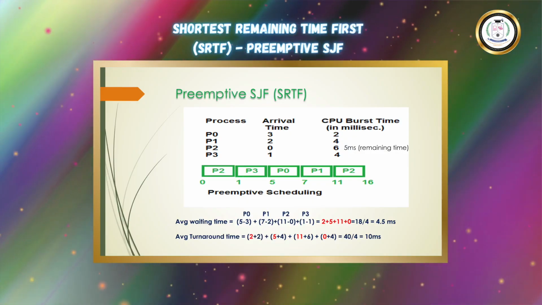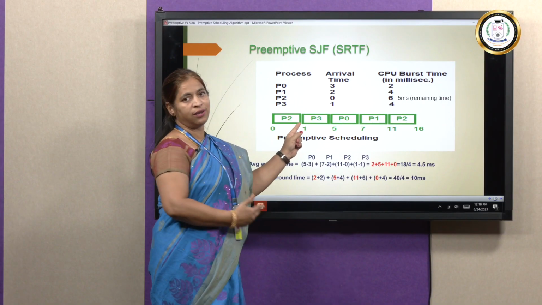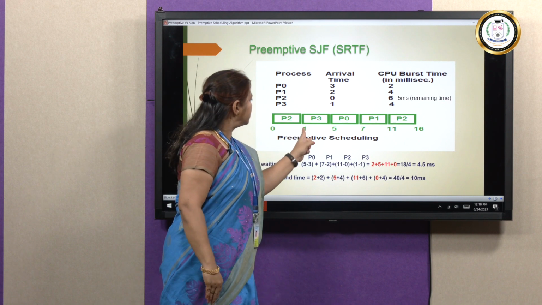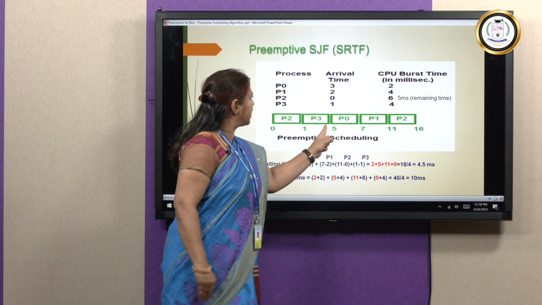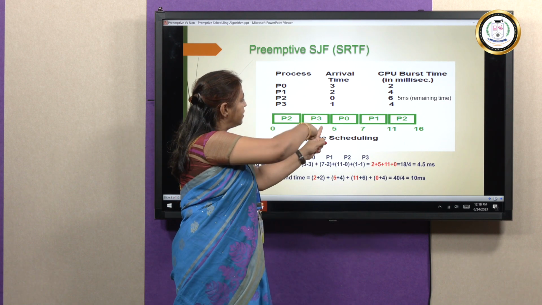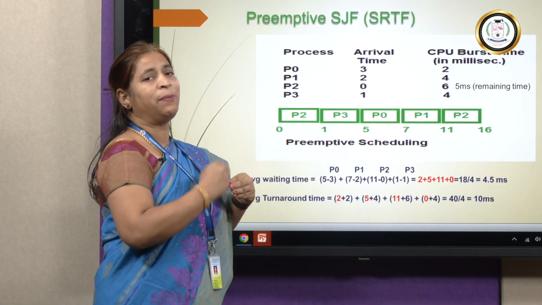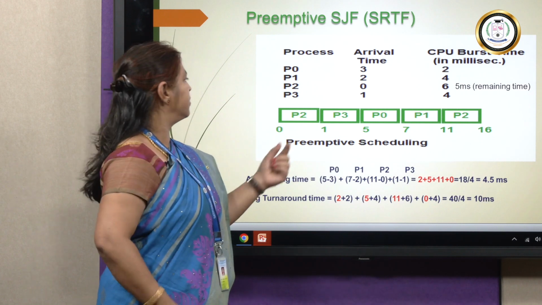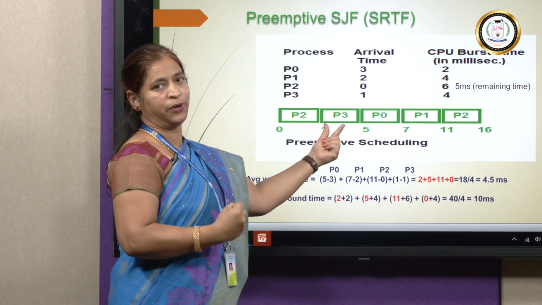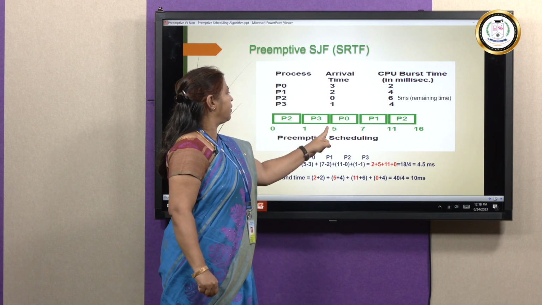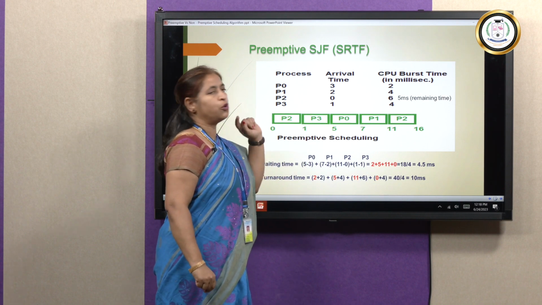So it goes on. P3 is given the CPU. Once it is over after 4 milliseconds, by the time everyone has entered, but when you compare the burst time, it may be equal or greater. So P3 gets the CPU. It carries on till P3 is over. The CPU is given to P3.